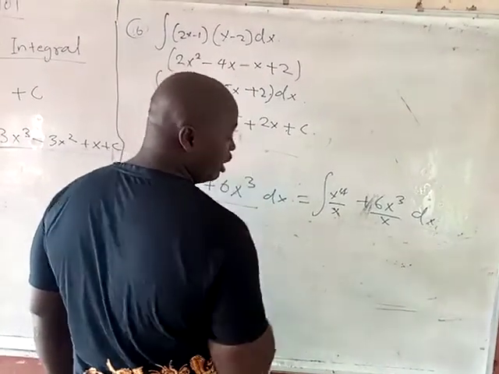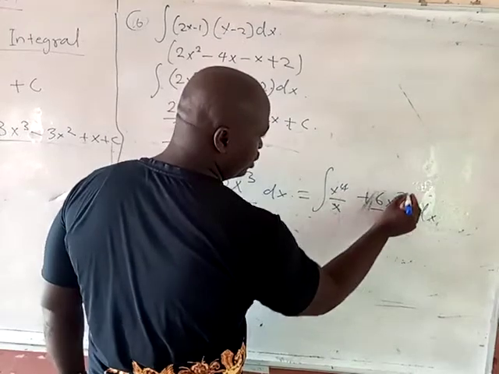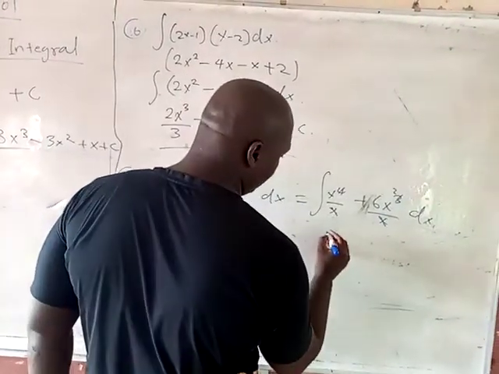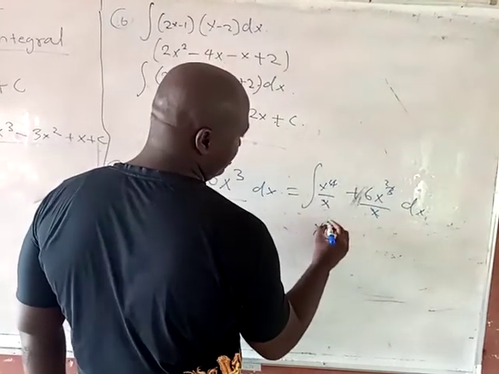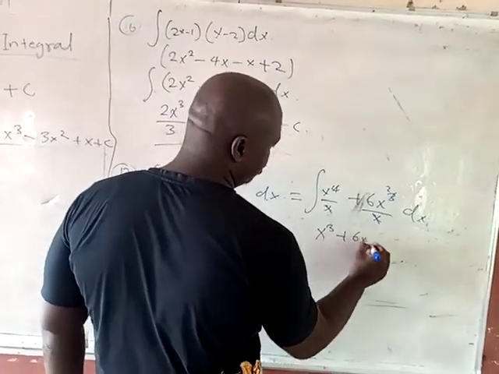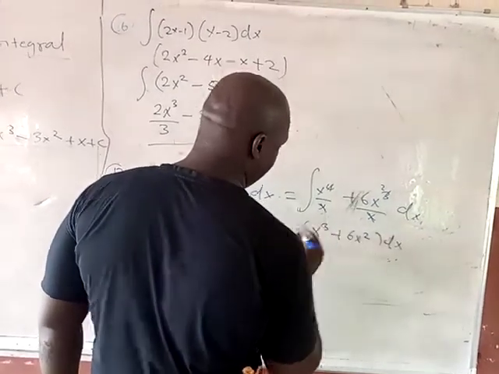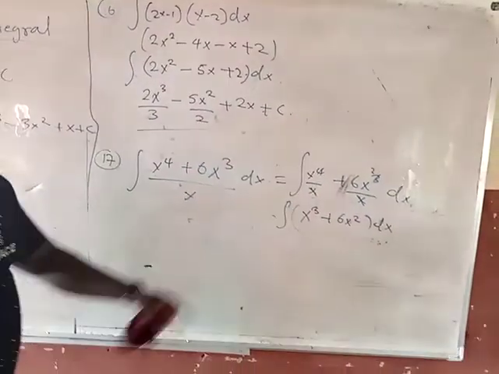So x will go into this one, so you have x raised to the power of 3. So this will go into this, you still have 2x, right? So this will now turn to x raised to the power of 3 plus 6x raised to the power of 2 dx, and our integral sign is still here.